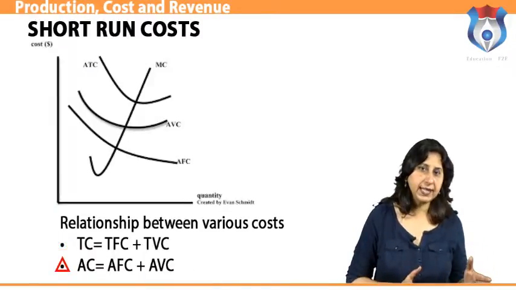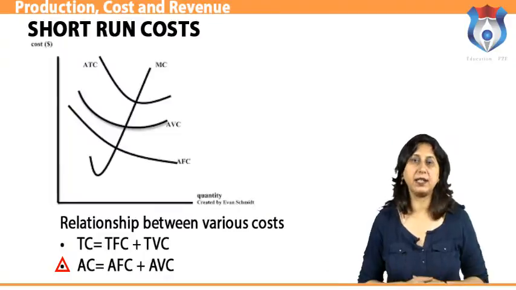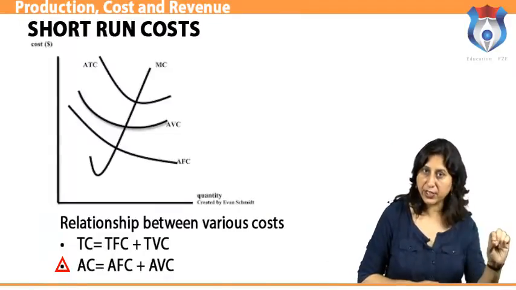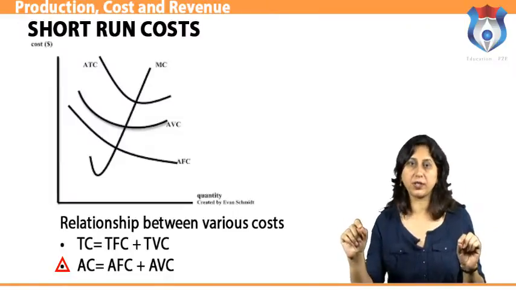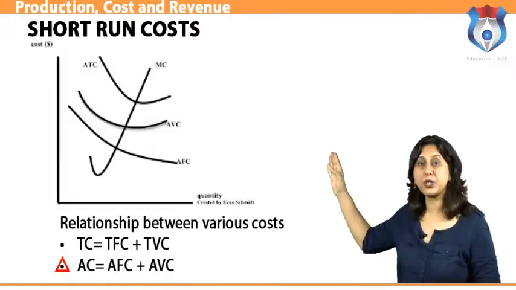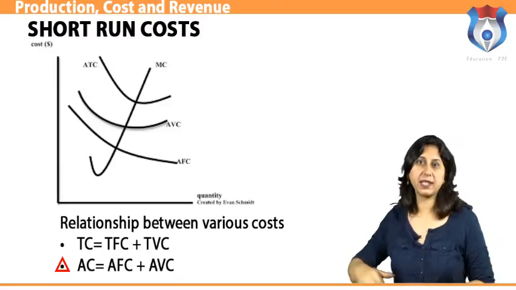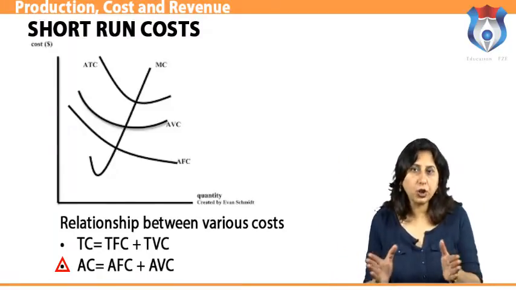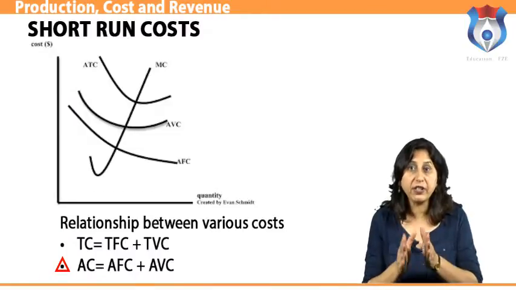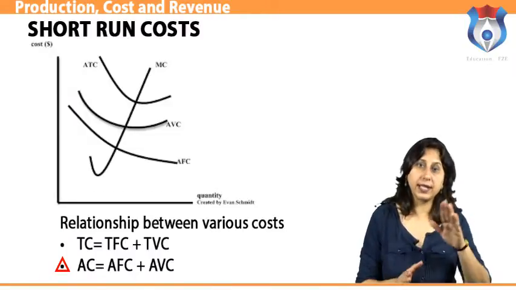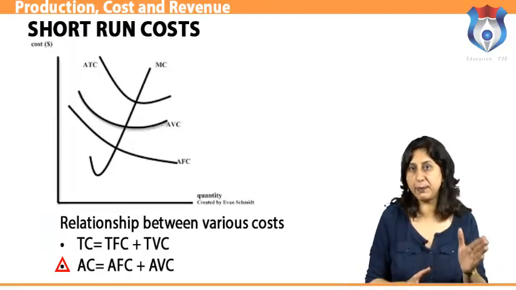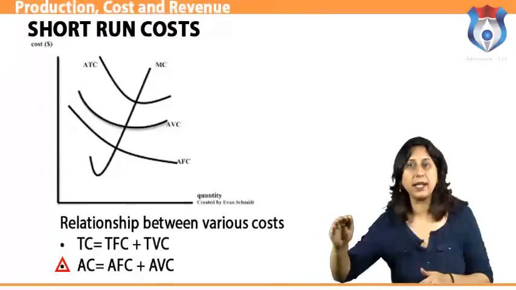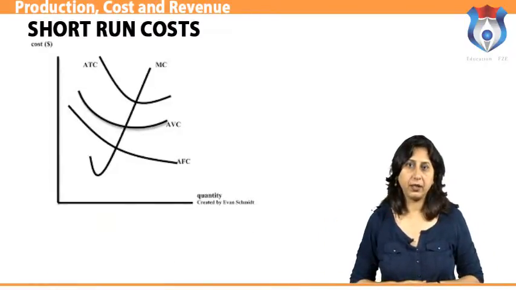Relationship between AC, AFC and AVC. Average cost is the sum total of average fixed cost and average variable cost. AC is equal to AFC plus AVC. The gap between AC and AVC comes closer and closer but never intersects, because AC is equal to AFC plus AVC, and AFC is continuously falling and never rises.